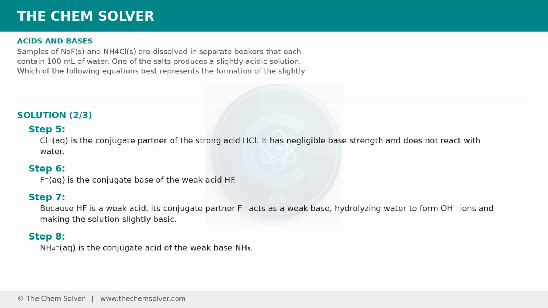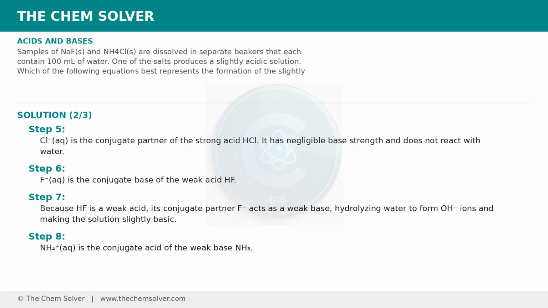Cl⁻ is the conjugate partner of the strong acid HCl. It has negligible base strength and does not react with water. F⁻ is the conjugate base of the weak acid HF. Because HF is a weak acid, its conjugate partner F⁻ acts as a weak base, hydrolyzing water to form OH⁻ ions and making the solution slightly basic.